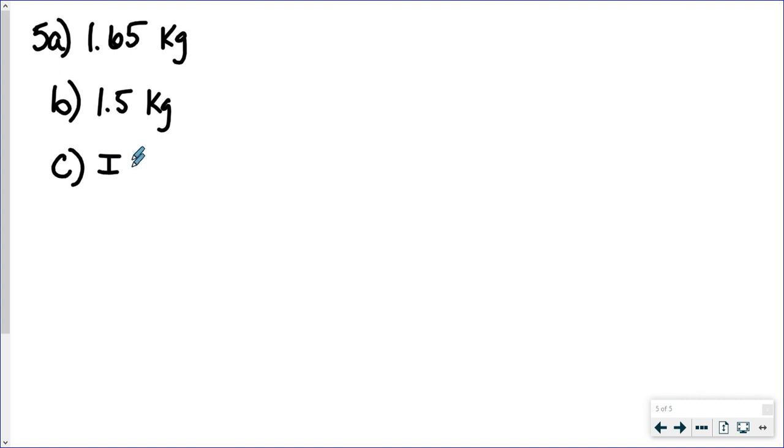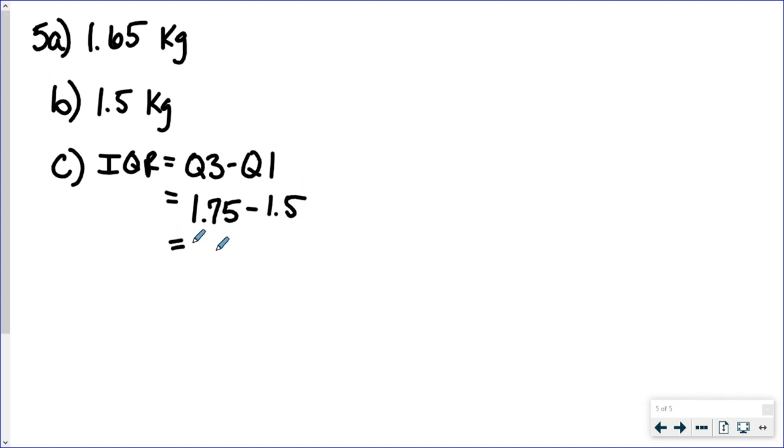All right, C, find the interquartile range. Of course, the interquartile range is equal to Q3 minus Q1. We just found Q1, but we did not find Q3. Q3 is 1.75. So 1.75 minus 1.5, our Q1 that we found in the last problem. So that's equal to 0.25.